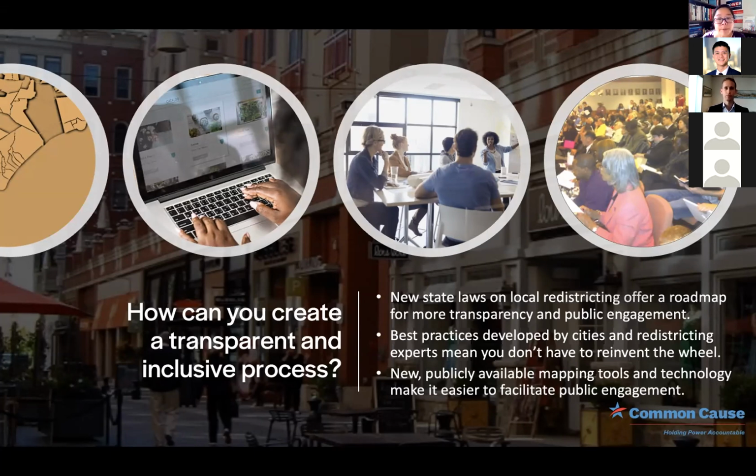And then lastly, we'll be talking about publicly available mapping tools and technology to make it easier to facilitate people giving you information, and also to be able to show the public, here's our progress along the way. This is what the map or the draft maps look like. Next slide.